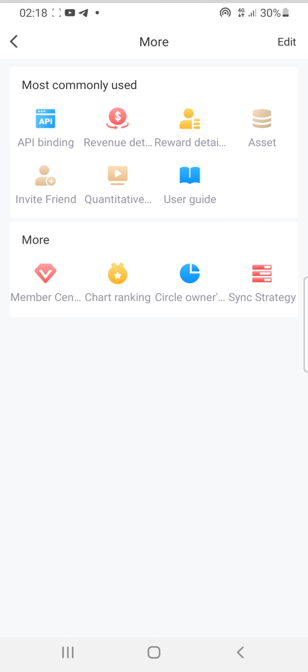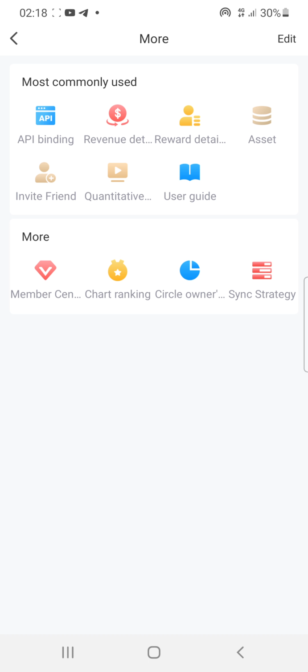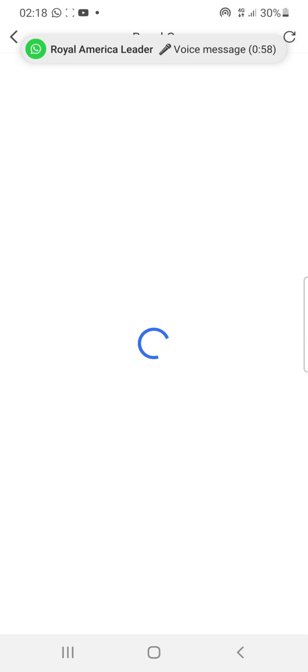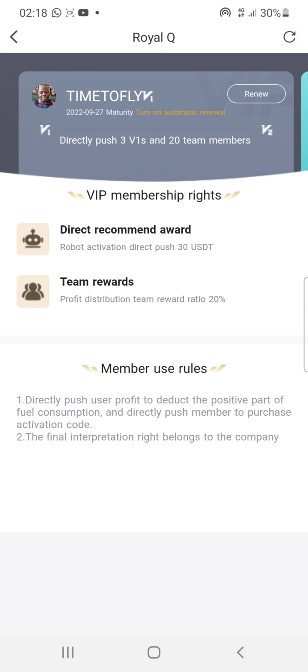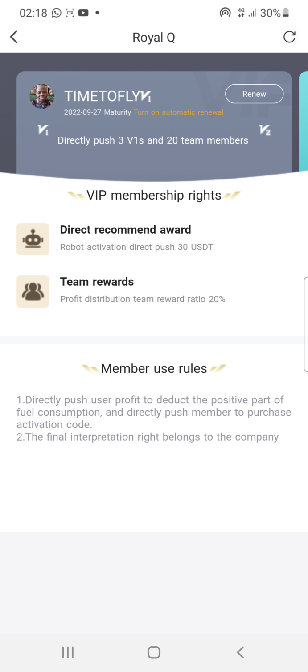Next, we have more. On more, we have the member center. The member center is the area that provides the marketing plan. This marketing plan starts from V1, and it describes very well that once you activate, you become a V1, and immediately you're a V1 when you share your link. When you share your link and someone activates, you get paid $30.